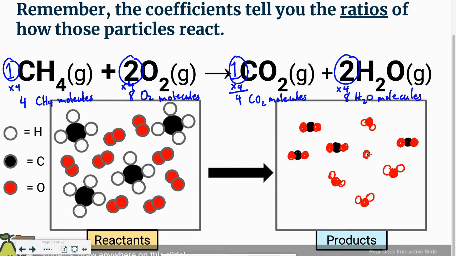Of course, the gas should be kind of spread out randomly throughout the box. 1, 2, 3, 4, 5, 6. Here we have number 7. And here we have number 8. Remember, water is bent. All right, so there's our particle model of the products.